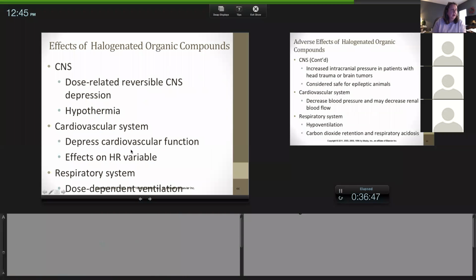Some of the effects of the halogen compounds, obviously, are CNS depression, and it's dose related. Anytime something says dose related, if you use more, they're going to be more CNS depressed. Everybody thinks the inhalants are the safest, greatest things ever, but they have a lot of potent side effects. Hypothermia is one. They cause vasodilation, and when you vasodilate them, they are going to lose heat. Anesthetized animals lose heat for a variety of reasons, one being the effect of these drugs. So hypothermia, CNS depression, and the heart rate is going to be depressed. They are anesthetized, so the heart rate is going to go down. How much it goes down is dose dependent.